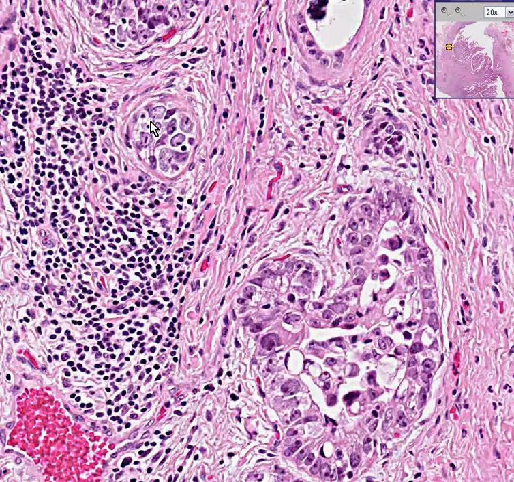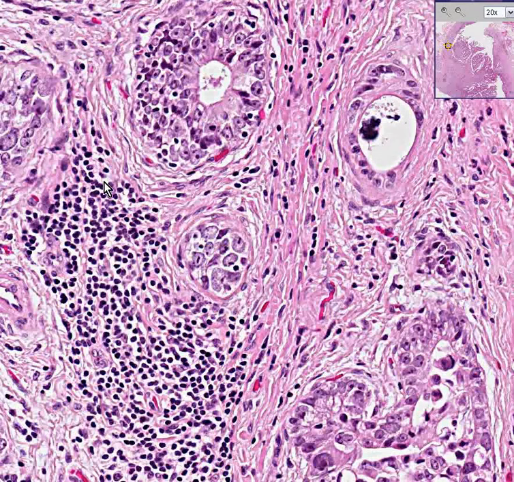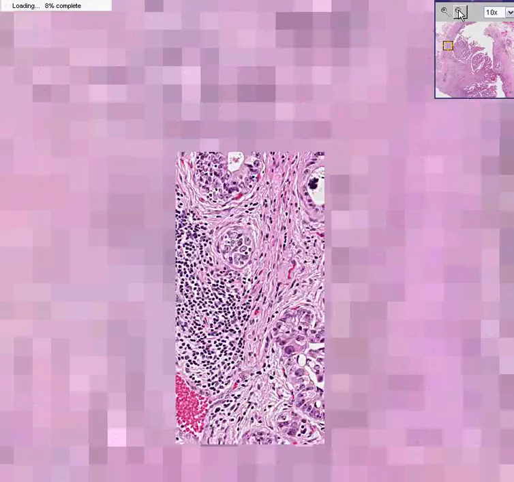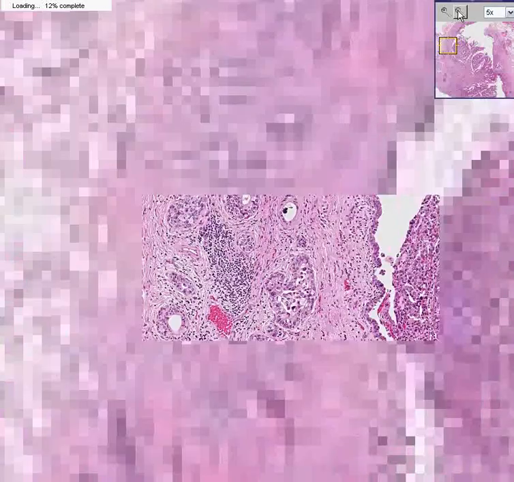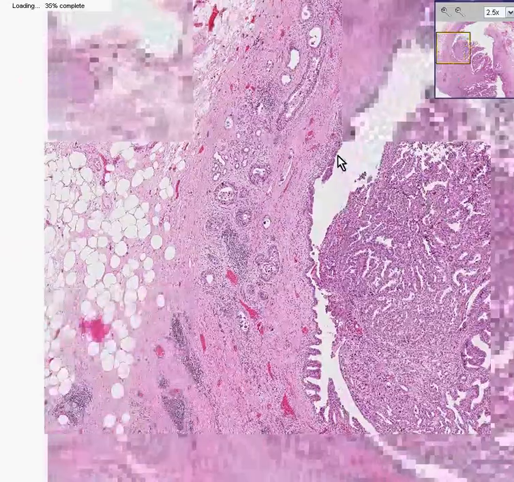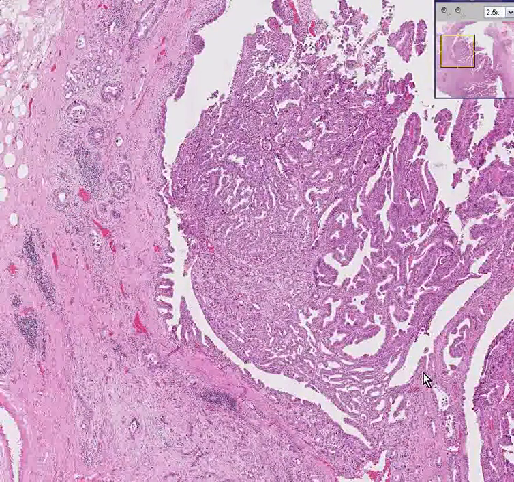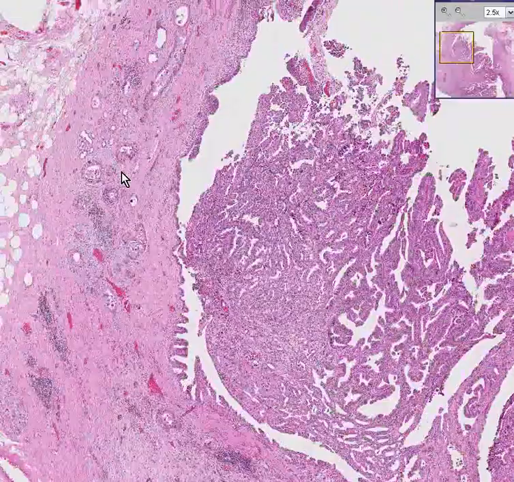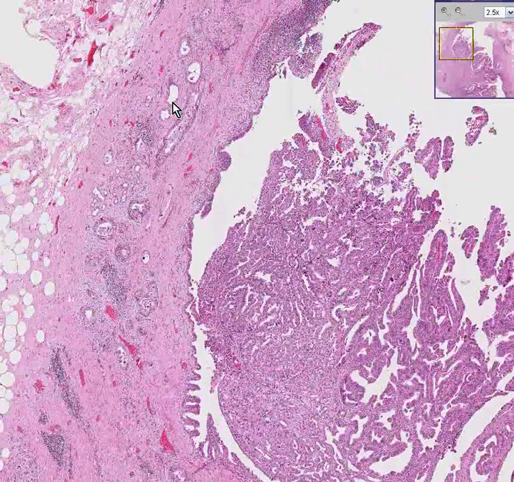I suspect this is tumor here. I know this is tumor here. So not only do we see that this tumor has originated from the mucosa of the duct, but it also has invaded into the wall of the duct as well.